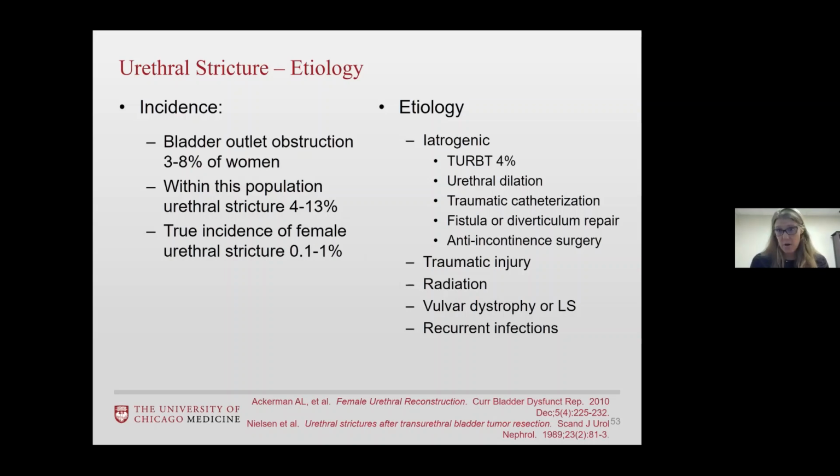It's very, very rare. The etiology is generally going to be iatrogenic. So TURBTs actually can have a 4% risk of urethral stricture. Recurrent urethral dilations, traumatic catheterization, a prior fistula or diverticulum repair, and anti-incontinence surgery can all lead to these. They may have a traumatic injury, radiation, vulvar dystrophy or lichen sclerosus, and then recurrent infections.